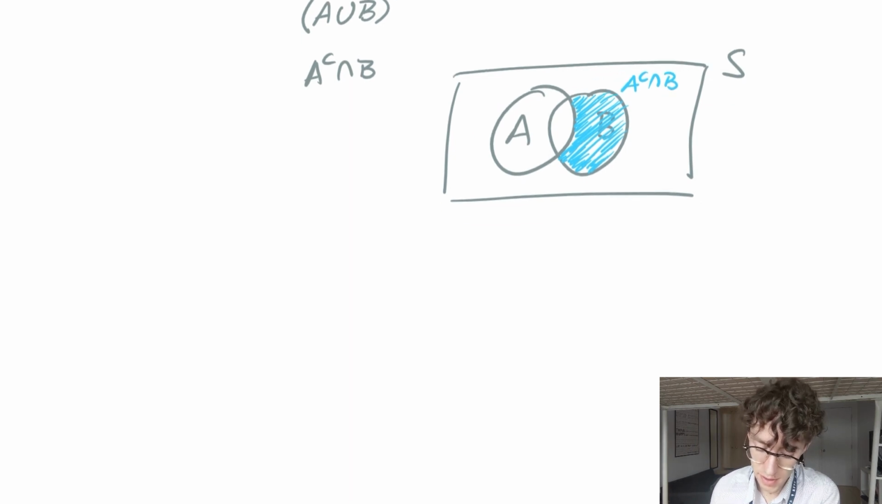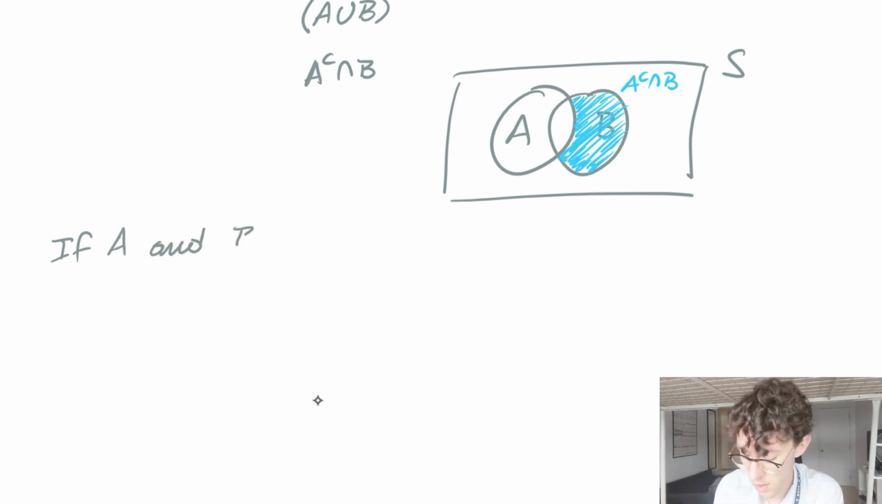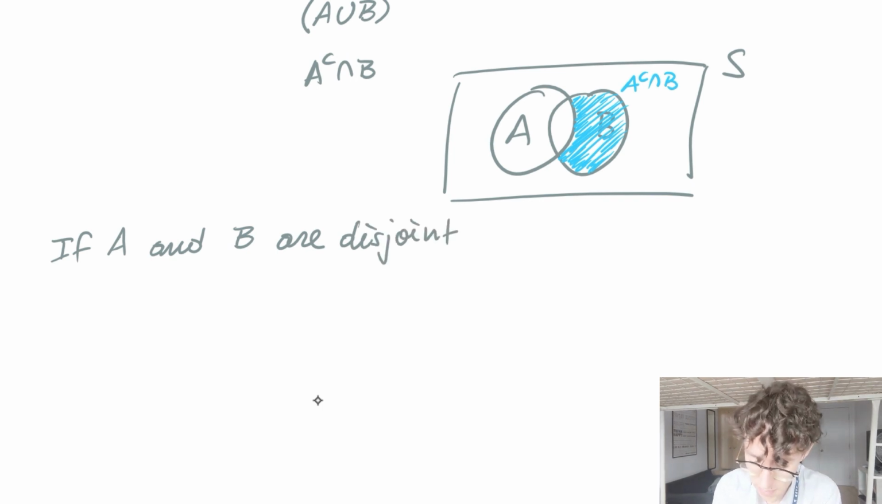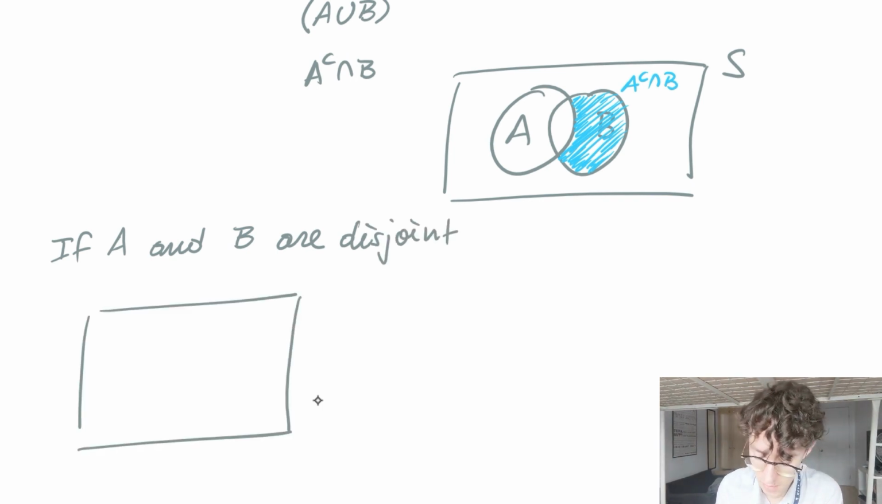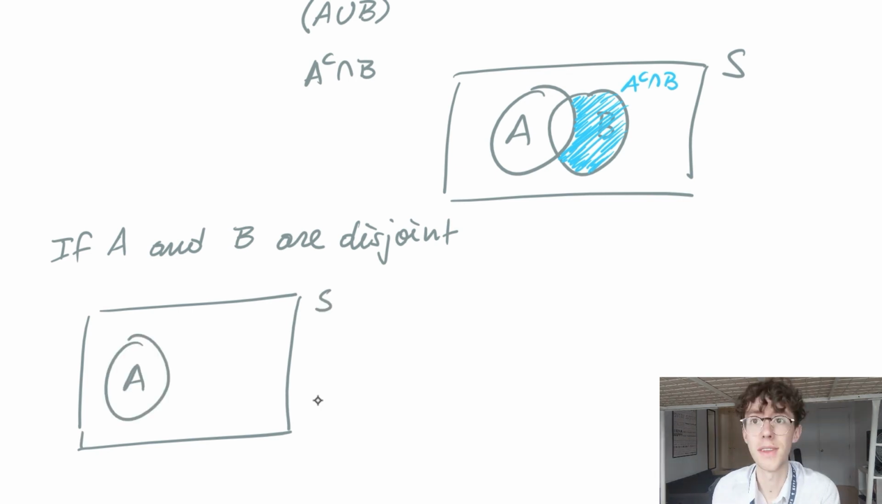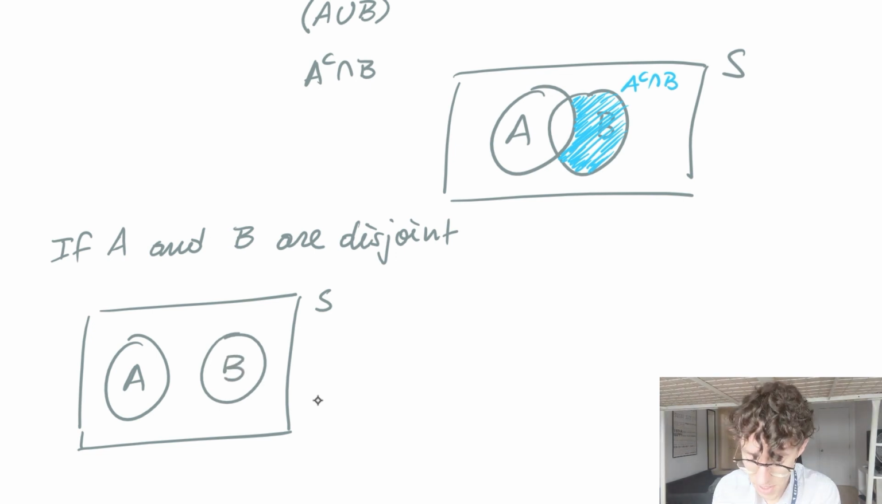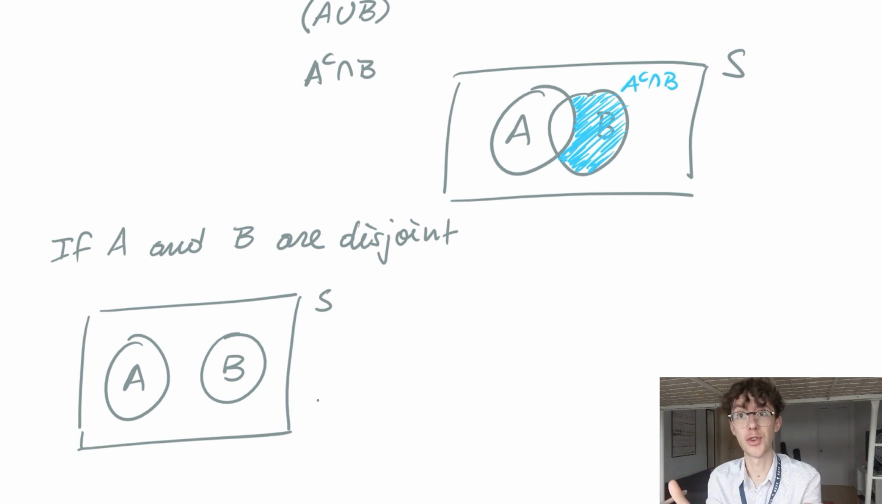Finally, let's look at the situation where A and B are disjoint. What does that mean? Again, it's that they are independent from each other. In that case, if A and B are disjoint, then our Venn diagram would look something like this. We have our sample space S, we have the event A, and we have the event B, and they do not intersect. They don't intersect because they are disjoint. That's what I mean when I say disjoint.